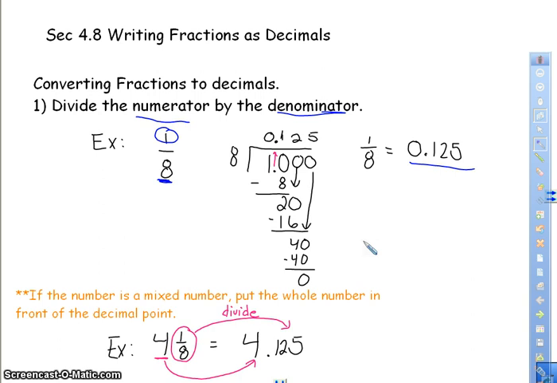If the number is a mixed number, put the whole number in front of the decimal. So if it was 4 1/8, put the whole number in front of the decimal, and then just go ahead and do your 1/8, 1 divided by 8. Okay, so it doesn't really change it that much. You're just going to have to remember to add that whole number in front of that decimal point.